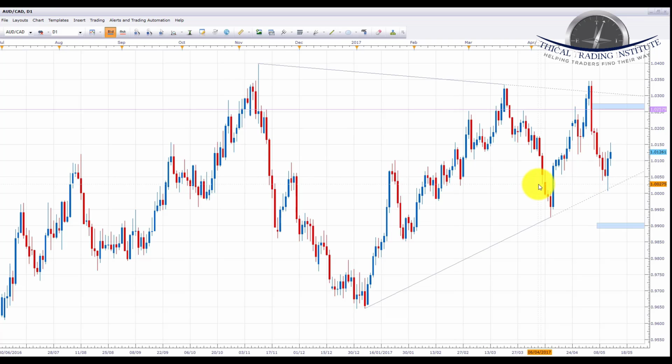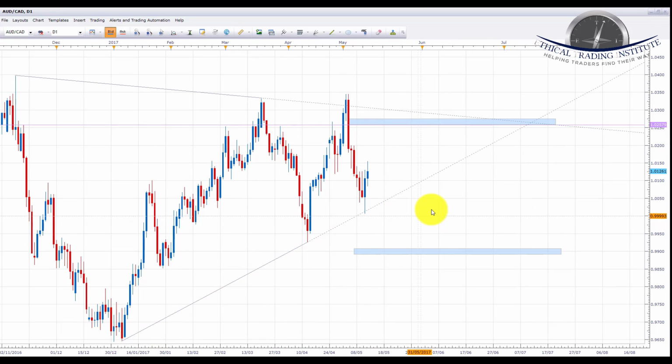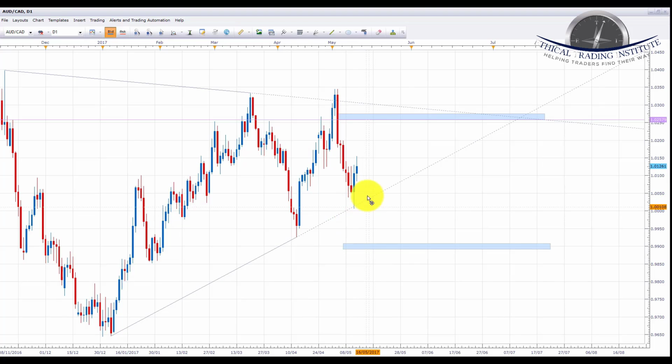AussieCad. AussieCad is in a wedge here. As you can see, it bounced off the top of the wedge over here, and it sold off pretty heavily. It came all the way down pretty much in one move to test the bottom of the wedge here, this upward sloping trend line. If we get a breakout of this upward sloping trend line here, I am going to be looking for the 0.99 area of support to the downside as the next key area. However, if it stays inside the wedge, as it currently is, we might be seeing a little pullback, maybe even a retest of the wedge here, and then a bounce, possibly even all the way back up to the 1.025 area up here. So keep an eye on this.